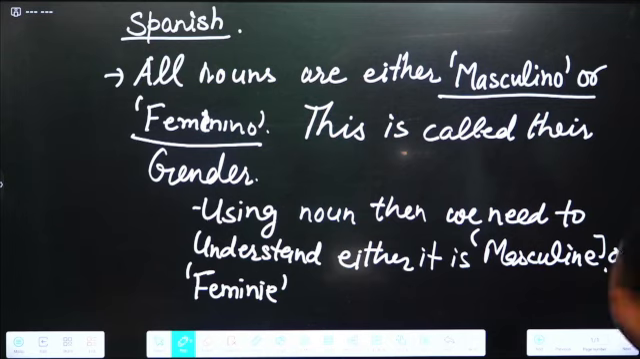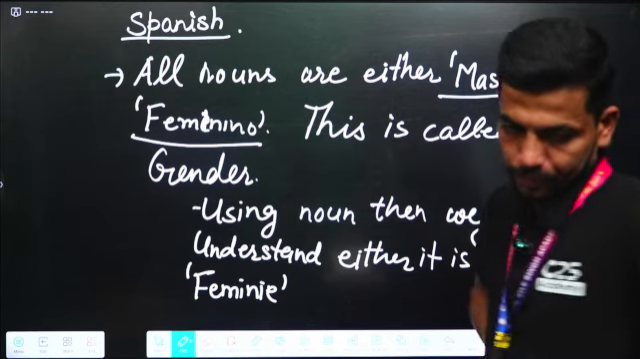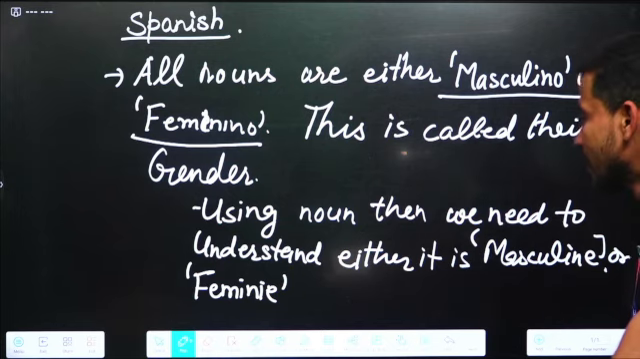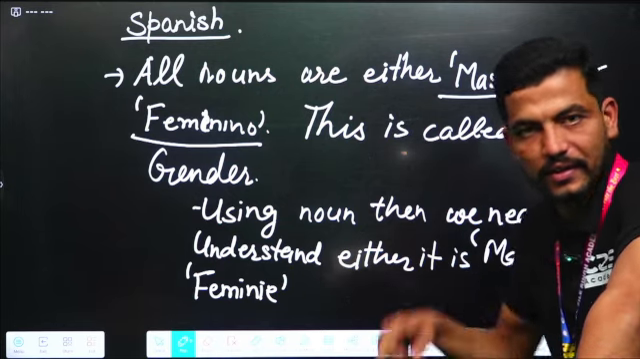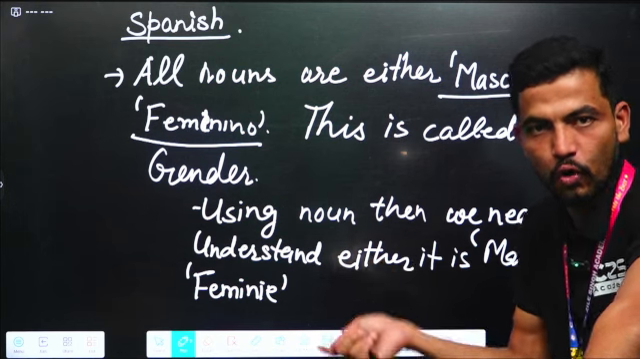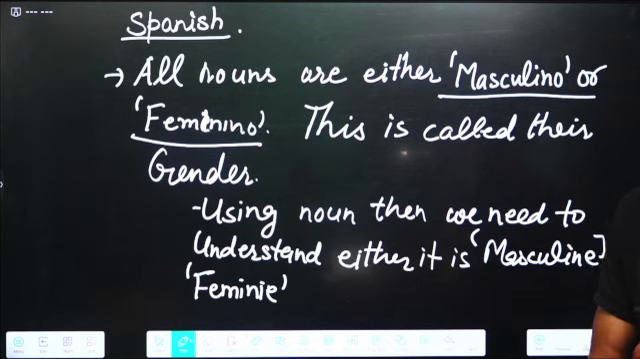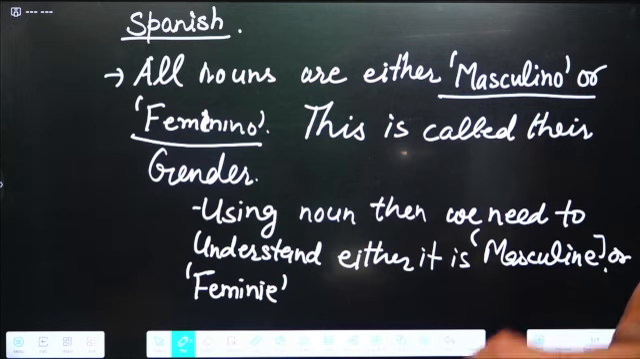Articles such as el or la go with it. Before using the noun, we need to understand whether it is masculine, meaning gender male, or feminine, meaning female. This affects the form of other words used with it, such as adjectives that describe it, and articles that go before it.